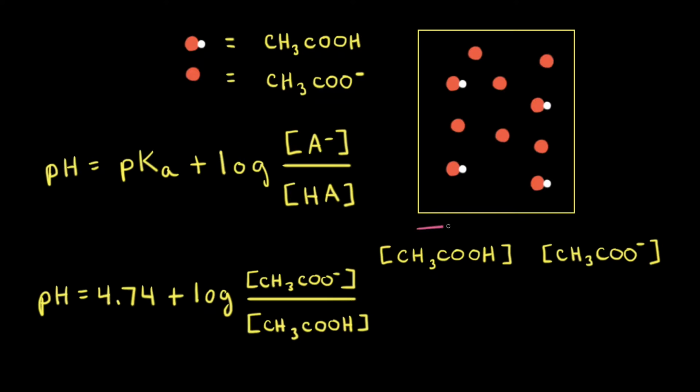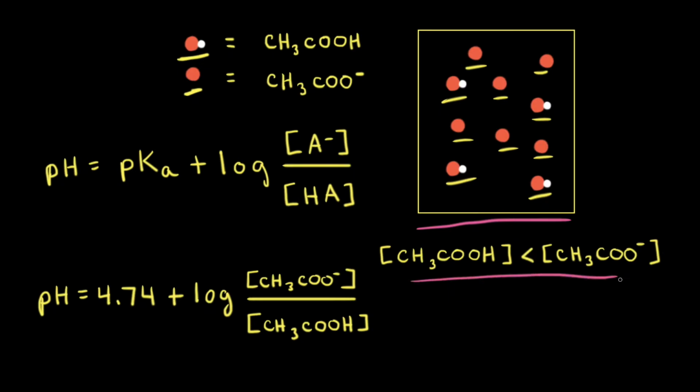Let's do one more particulate diagram of an acetic acid acetate buffer solution. Once again, we count our particles. For acetic acid, this time there are 4 particles, and for the acetate anion, this time there are 6 particles. Since we have only 4 particles of acetic acid and 6 particles of the acetate anion, the concentration of acetic acid is less than the concentration of the acetate anion. Or we could say the concentration of the acetate anion is greater than the concentration of acetic acid.